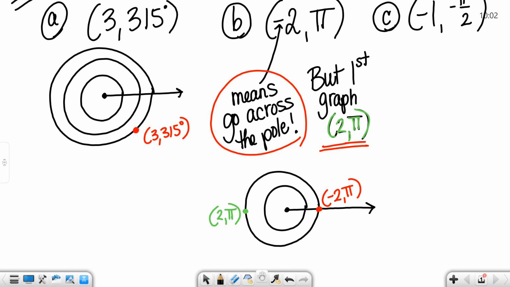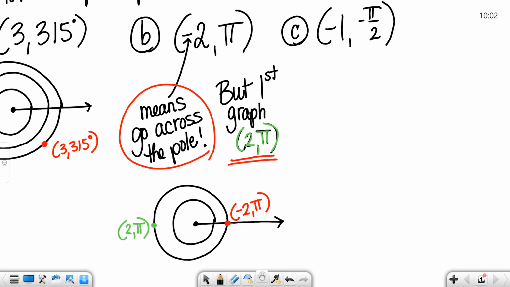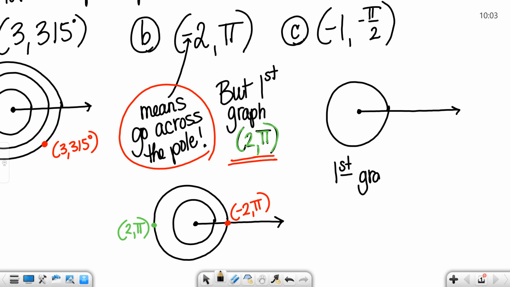Okay? So our next one says -1, negative pi over 2. Okay, so I'll start with my pole and my polar axis, and we're just going to be on the first ring. Okay, so because it's a 1, my r value is a 1. All right, so again, we've got that negative. So first, we are going to graph 1, negative pi over 2. Now, the radian, we can graph that. Okay, so when r is negative, we're going to graph it as if r were positive. Again, I'm going to do that in green because this is not my answer.